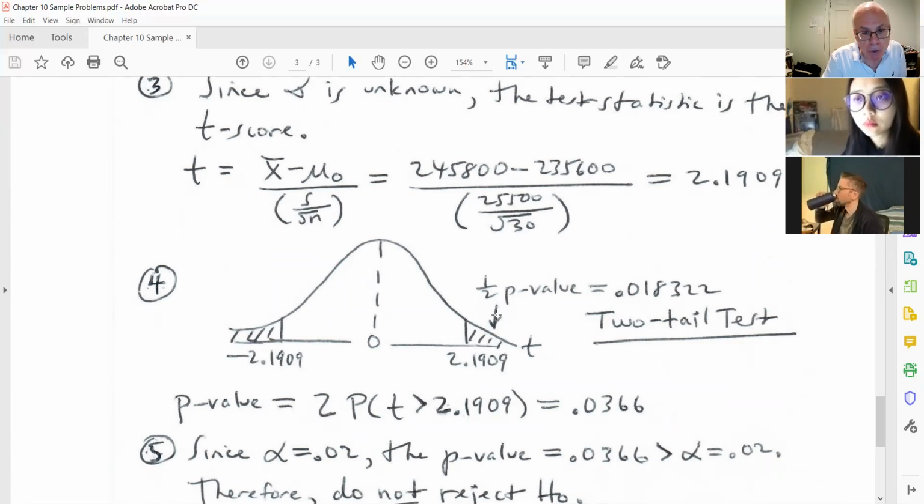What we use to find this area here, which is just 1/2 the p-value, is the t distribution. So let me just stop sharing here. I'll open up Excel.